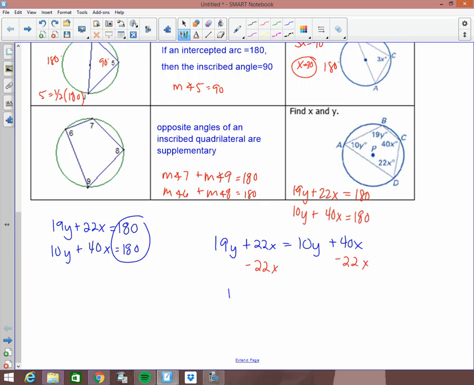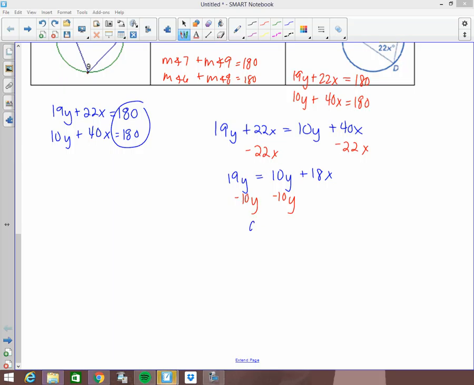And then I'll get 19y equals 10y plus 18x. And the next thing I want to do is subtract 10y from both sides. And it looks like I'll get 9y equals 18x, and then I will divide by 9, okay, and I get y equals 2x.